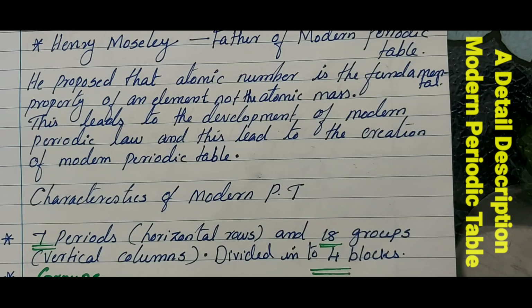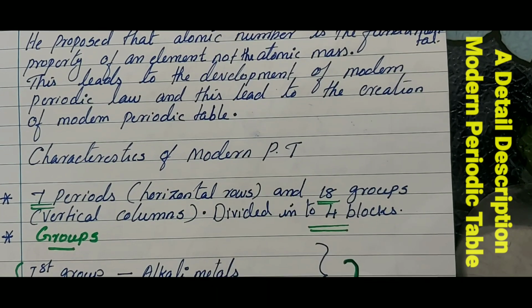If we check the modern periodic table, you can see 1 to 18 groups in that. Further divided into 4 blocks. On top of each block, it's written very clearly S block, D block, P block and F block. F block, you can see the bottom of the periodic table. First, I'm going to explain about groups.